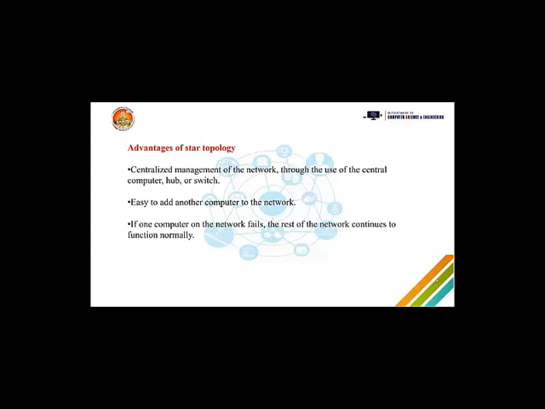And the third one is if one computer fails, the rest of the network continues to function normally. Even though one computer has failed, it doesn't affect the central controller or the entire network. The remaining nodes will function normally.